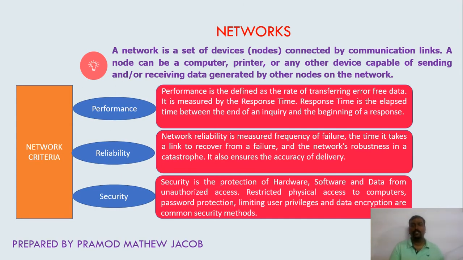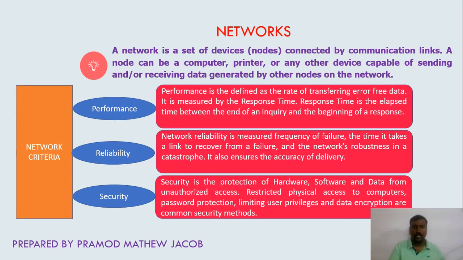Network reliability is measured by the frequency of failure, the time it takes a link to recover from a failure, and the network's robustness in a catastrophe. It also ensures the accuracy of delivery. For example, if you send a packet from the server side to the client side, it should accurately deliver at the client side. If we are sending 10 packets from the server side to the client side and 9 reach accurately and 1 not reached in the client side, then the reliability of the system is 9 divided by 10, that is 0.9.